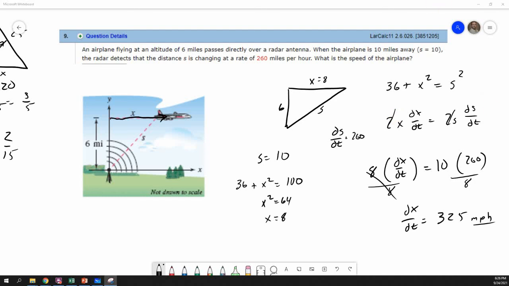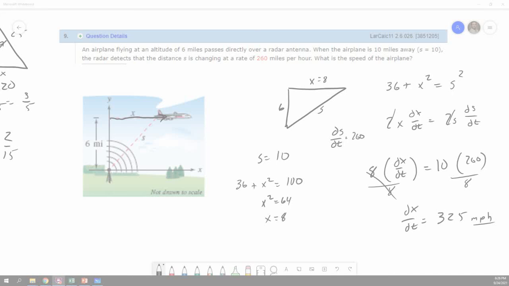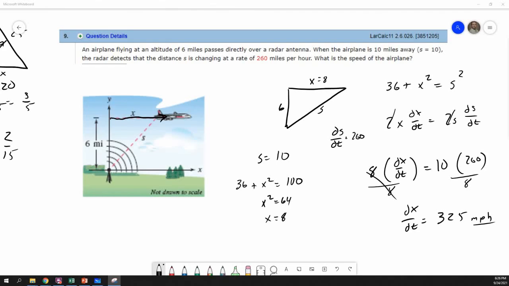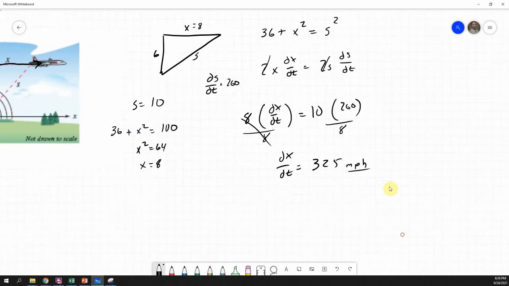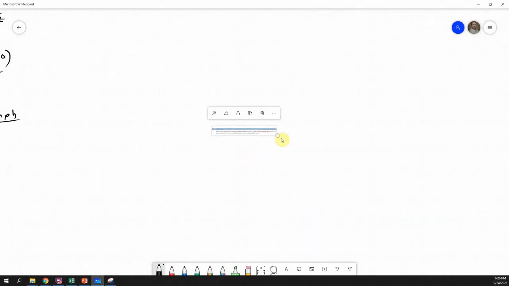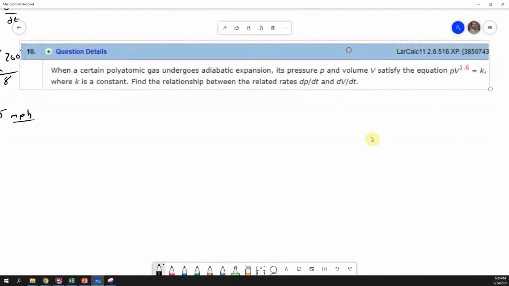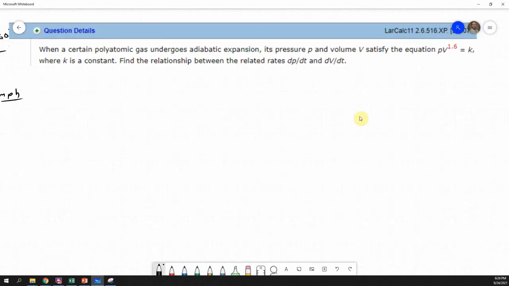And then lastly, we've got number 10, which is some chemistry. We get so used to doing physics, it's nice to have a chemistry problem. All right, we're given when a certain polyatomic gas undergoes adiabatic expansion, its pressure P and volume V satisfy the equation PV to the 1.6 equals K, where K is some constant. Find the relationship between the related rates dP/dt and dV/dt.